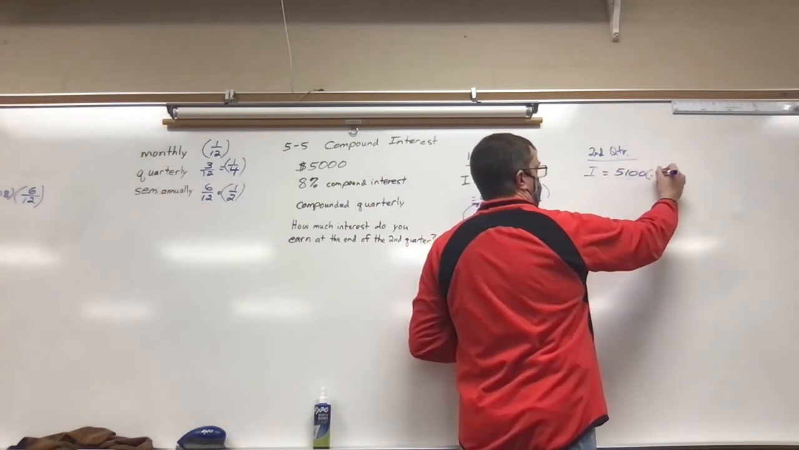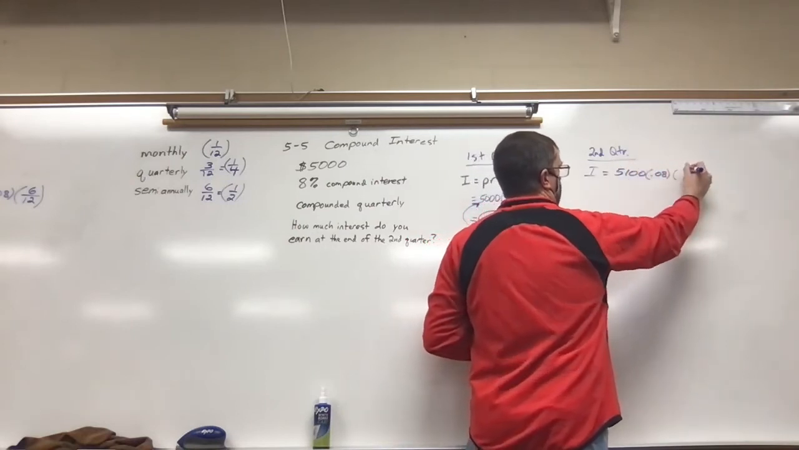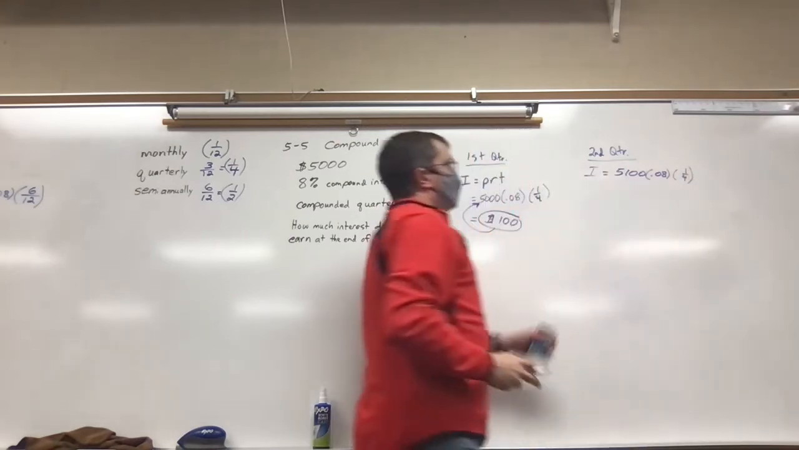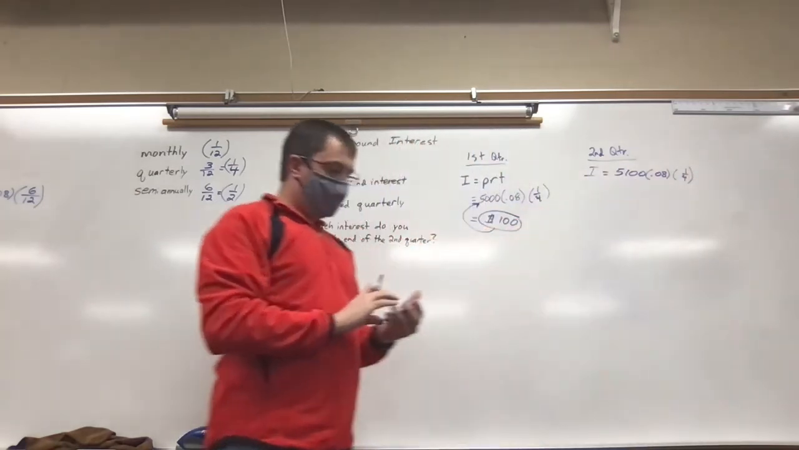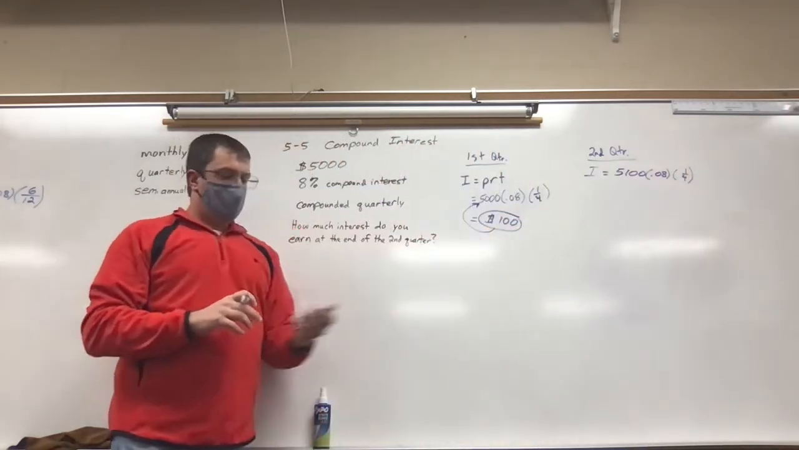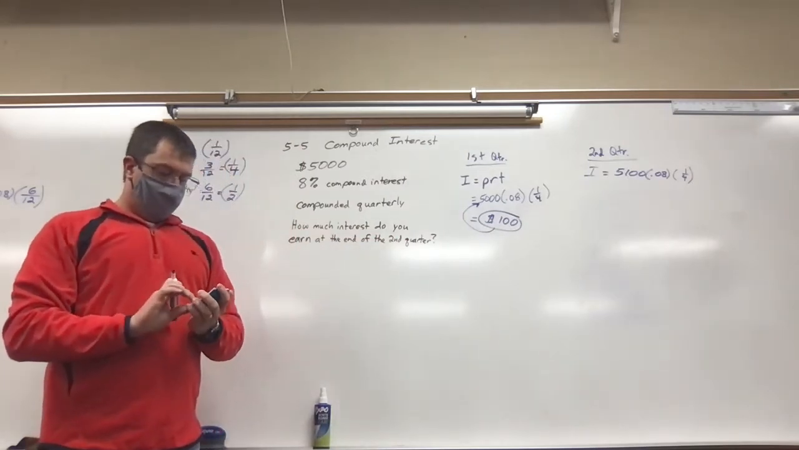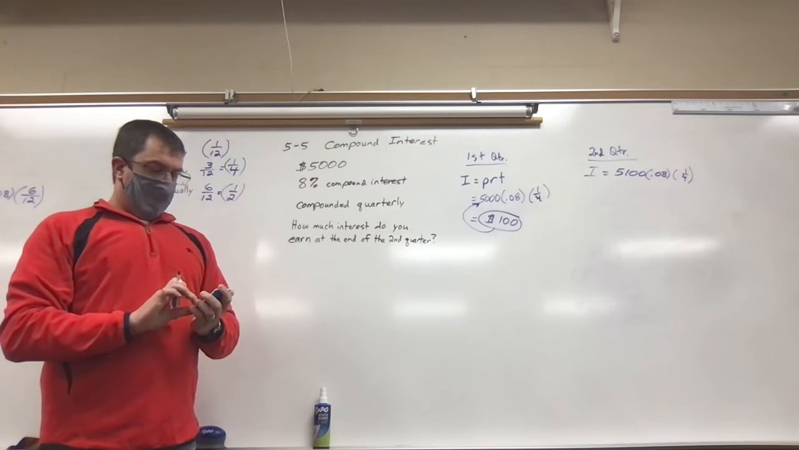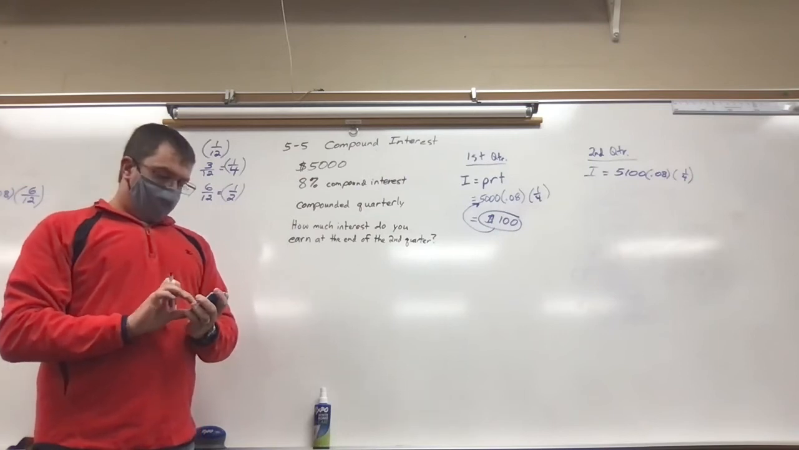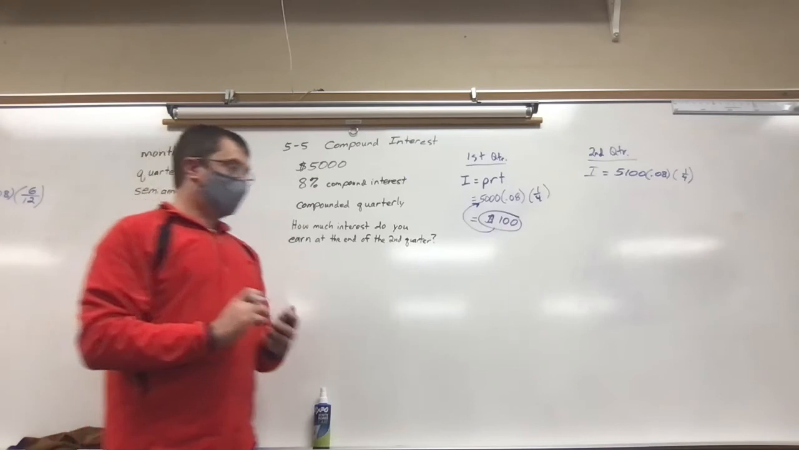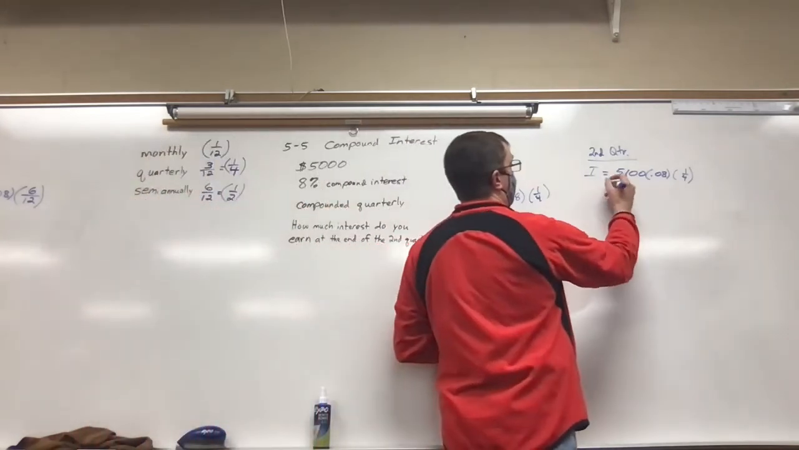Your interest rate's still going to be the same, 8%. We're still going to do quarterly, so it's 1/4. So the only thing that changed here is your principal got bigger because you earned interest that first quarter. So now you put that in the calculator, 5,100 times 0.08 times 1 divided by 4. That comes out to $102.